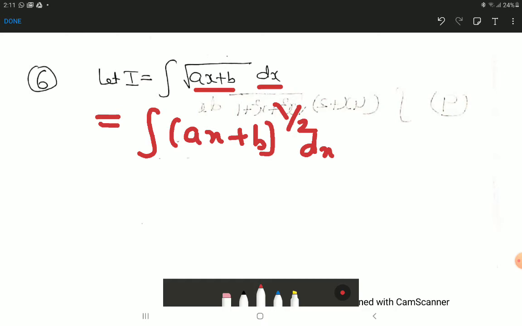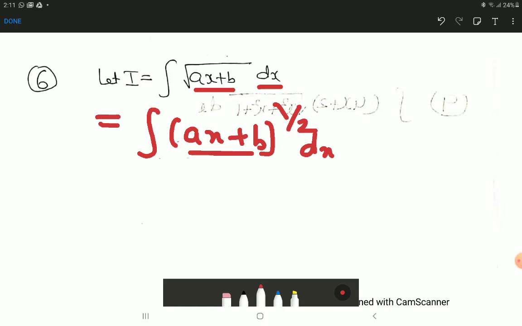Now it is comparable with x raised to power n. Only thing is x has been replaced by another linear expression. So the third theorem can be used: if the integration of small f(x) is capital F(x) plus c, then the integration of f(ax + b) will be capital F(ax + b) upon a.